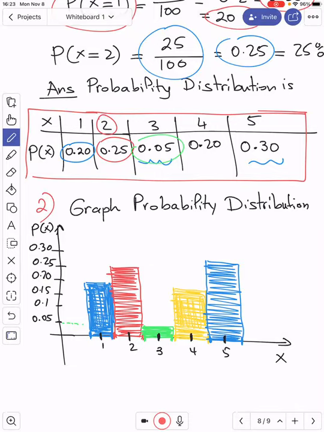So this is a representation, or I mean, this is the graph of my probability distribution, right? So if you take the tops of the rectangles here, this is actually the graph of my probability distribution.